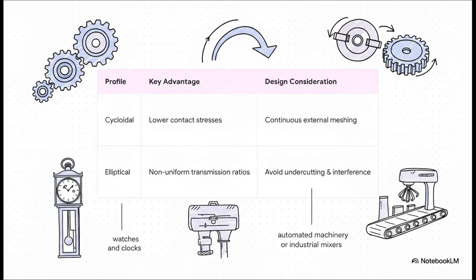Then you've got something like elliptical gears. These are wild. They're designed on purpose to create a non-uniform speed, which is exactly what you want for certain kinds of automated machinery or industrial mixers that need a variable push.